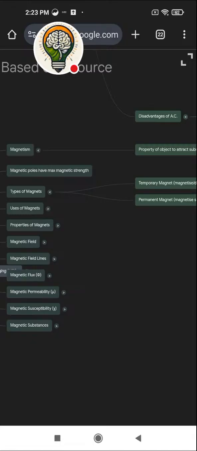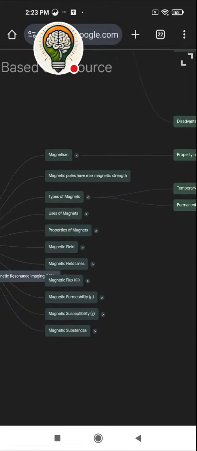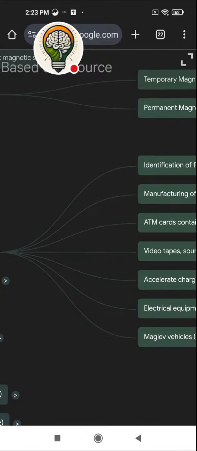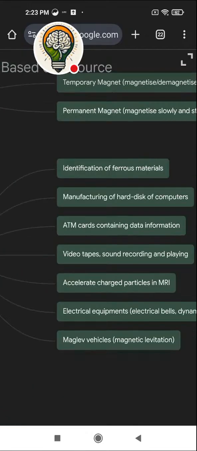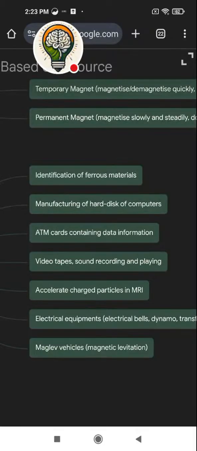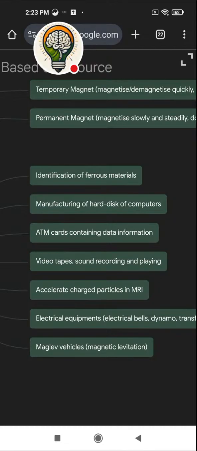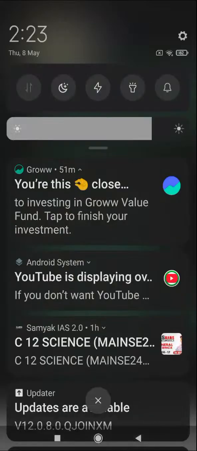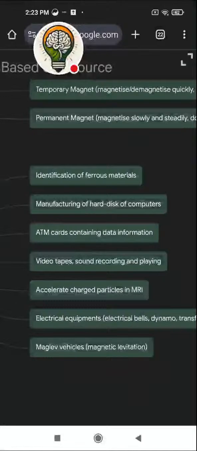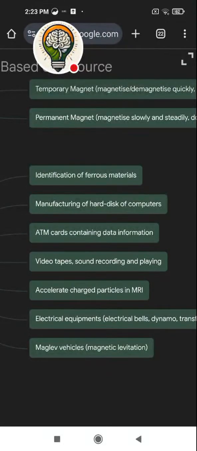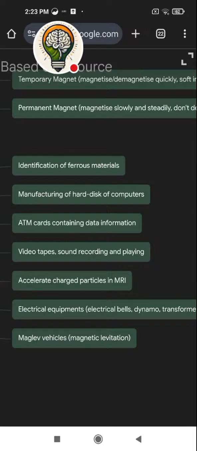Steel is used. Then the uses of magnets. The uses of magnets are the identification of ferrous material, manufacturing of hard disks, ATM cards containing data information, video tapes and sound recording and playing, accelerated charged particles, MRI, and electric equipment such as electric bells, dynamo, and transformer, and maglev vehicles, magnetic levitation.